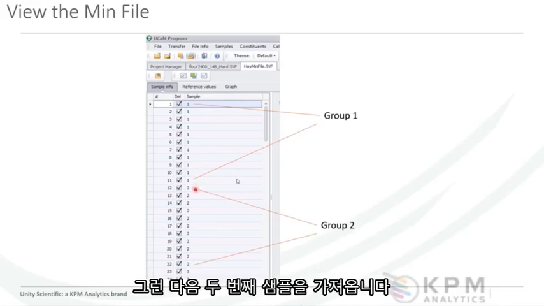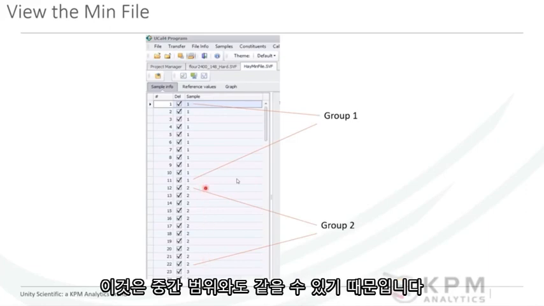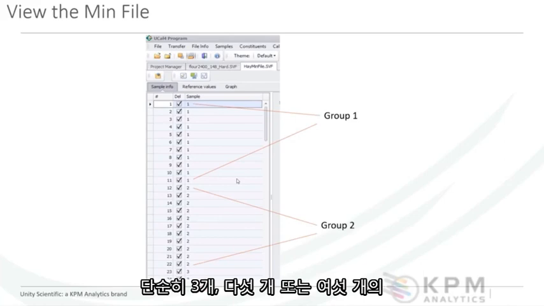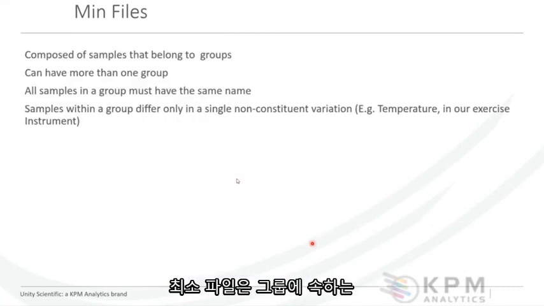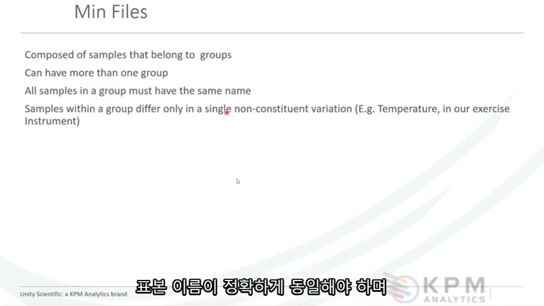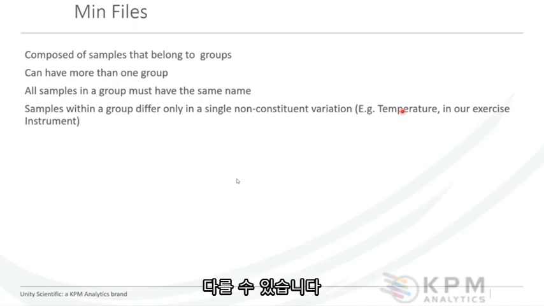Then we take a second sample. This one might be a flour sample that's low in ash. This might be a flour sample that's mid-range in ash. And we will scan that sample across the same temperature ranges. Sample 3, sample 4, sample 5. You might do 5 or 6 samples, okay? So the min file is composed of samples that belong to groups, okay? You can have more than one group. All samples within a group must have the exact same sample name. And the samples within that group differ only in a single non-constituent variation. So in this case, temperature, okay?